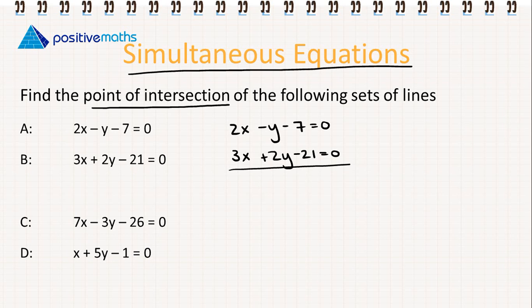The first thing we want to do is cancel one of the variables, x or y. For this case, we're going to cancel the y's. To do this, I'm going to multiply the top line by 2. So we get 4x minus 2y minus 14 equals 0. The bottom line remains the same.